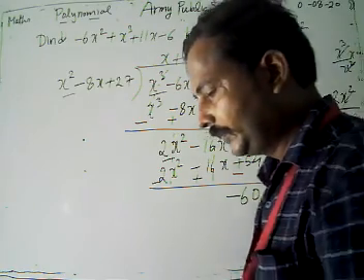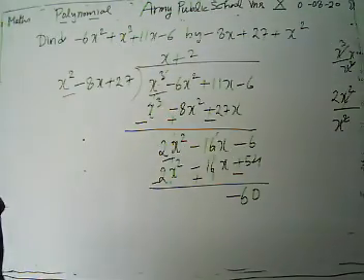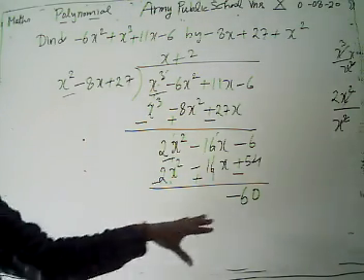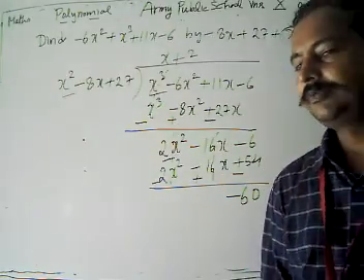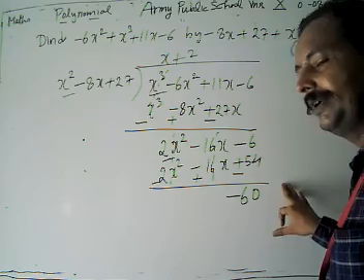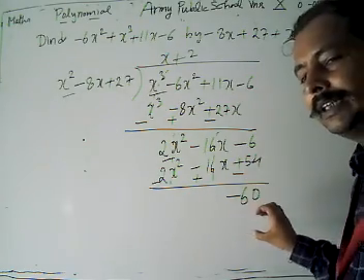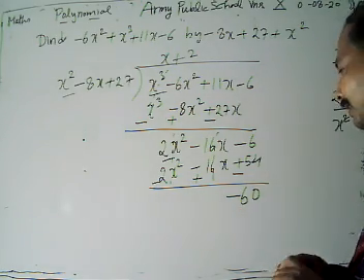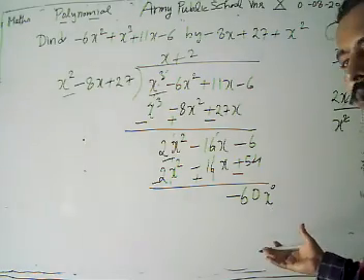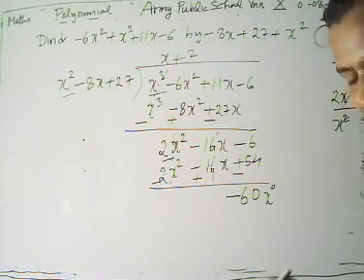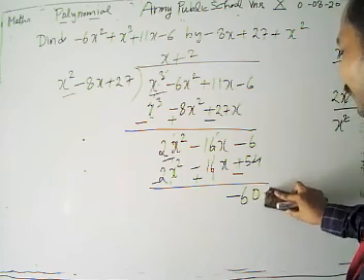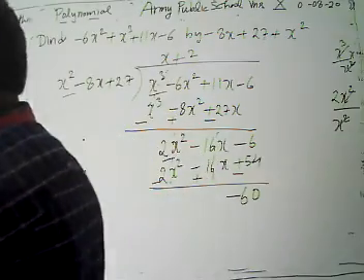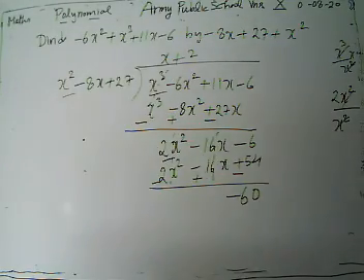Now you have knowledge of the Euclid division lemma, and we have also seen it in the division method. We cannot go further, because our division cannot be solved any more. What is the degree of this minus 60? If I write minus 60 into x to the power 0, its degree is 0. The degree of our remainder is less than the degree of our divisor, so we cannot solve it further.